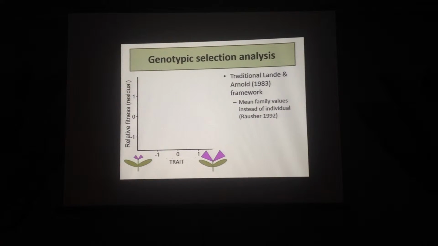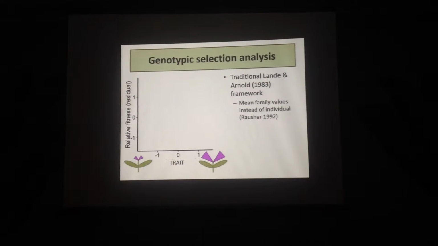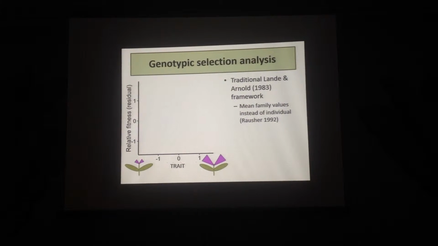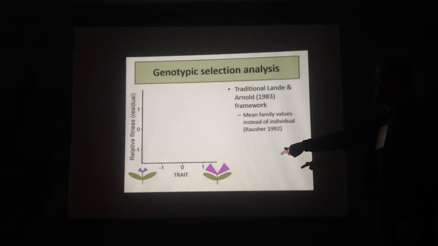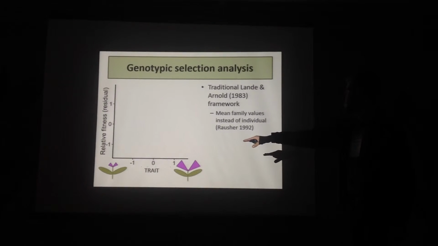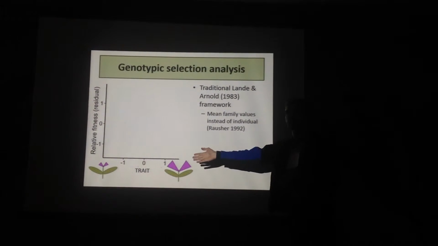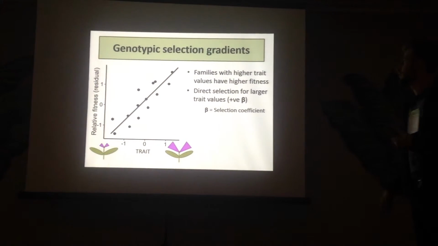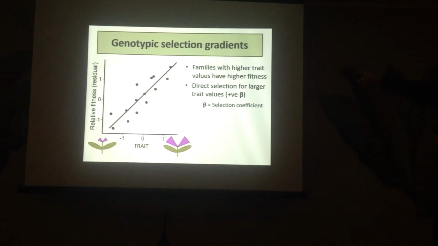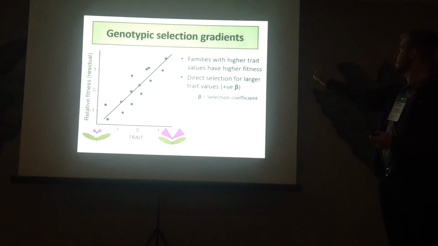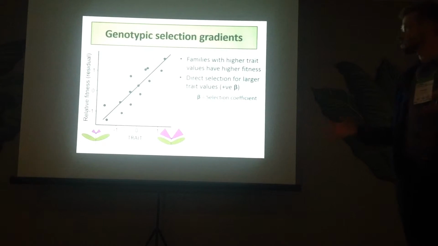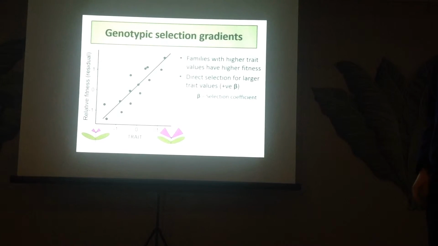And so my selection analyses are going to look like this, and they're genotypic multivariate selection gradients, following the traditional Lande and Arnold framework, but instead of mean individual values, I'm using mean family values. So on these graphs, the y-axis is relative fitness of a genotype, and on the x-axis are standardized trait values. So, for example, maybe small flowers on the left and large flowers on the right. And so, in this example, families, so a single dot, with higher trait values, bigger flowers, have higher fitness. So we say that there's direct selection for larger trait values in this hypothetical example. So there's a positive beta coefficient, which tells you something about the strength and direction of natural selection.